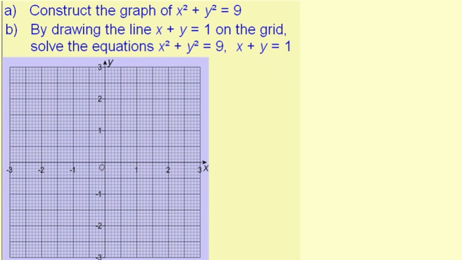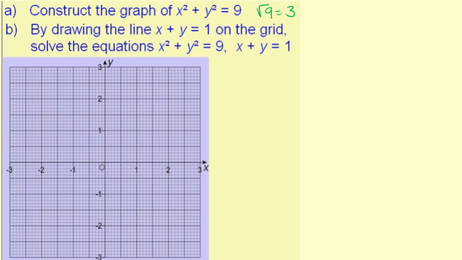Let's have a go at this question then. So you may be asked to solve 2 equations graphically. Construct the graph of x squared plus y squared equals 9. Now to do this, you're going to need to use your compass, your pair of compasses. So to get the radius, you're first of all going to square root 9, which gets you 3. So that means the circle has got a radius of 3.